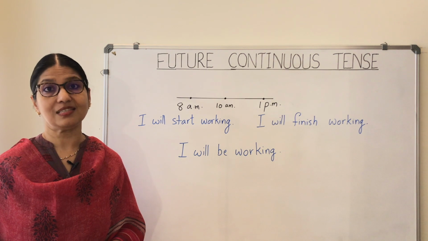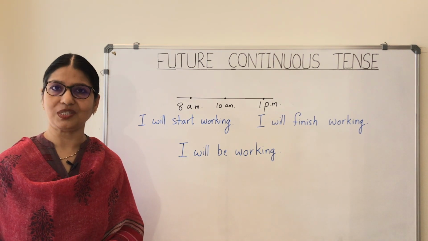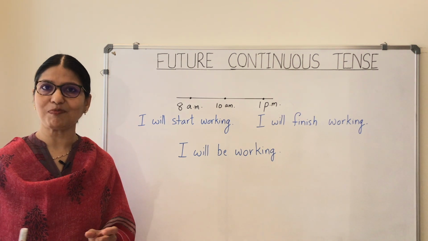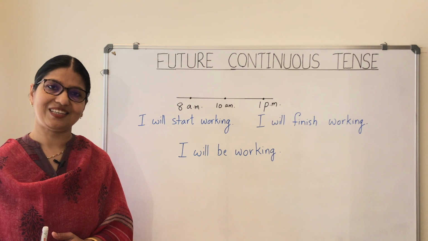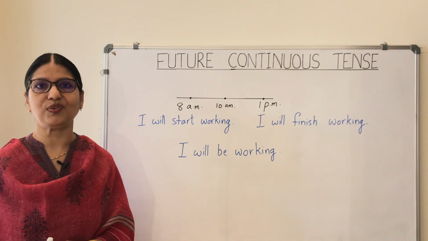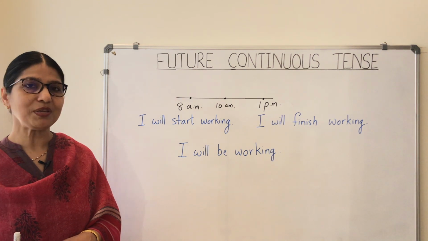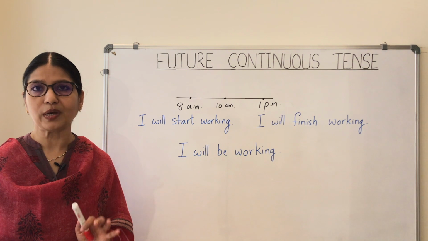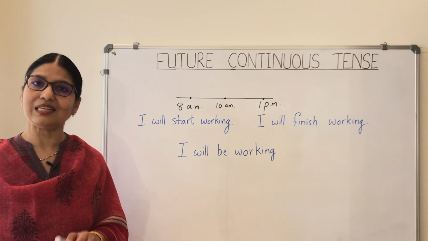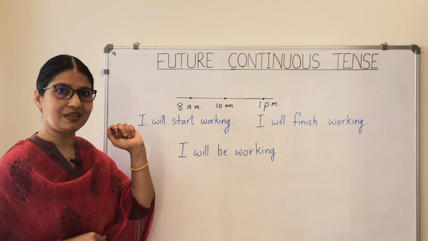Future continuous tense is a verb tense which indicates that something will happen in the future and will continue for a certain period of time, not just at one particular moment. To explain the difference between future continuous tense and future simple tense, let me use this example. So imagine tomorrow I work from 8 in the morning till 1 in the afternoon. So that's shown here using this timeline.